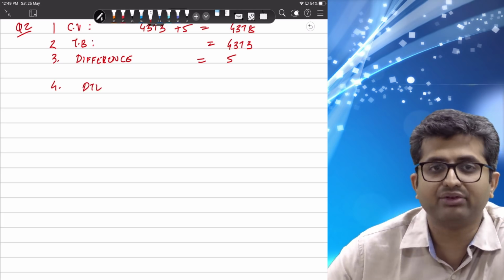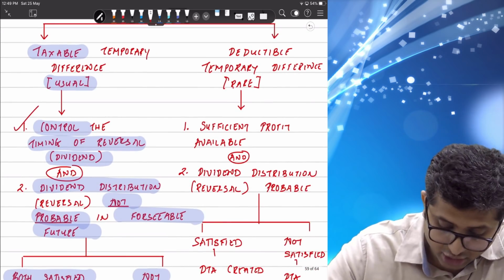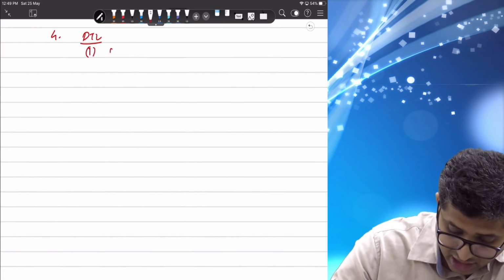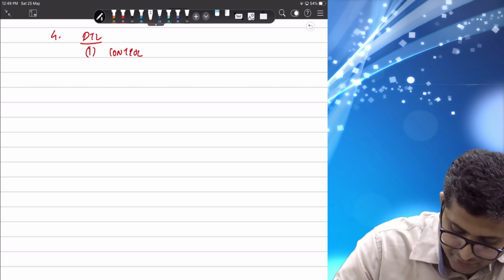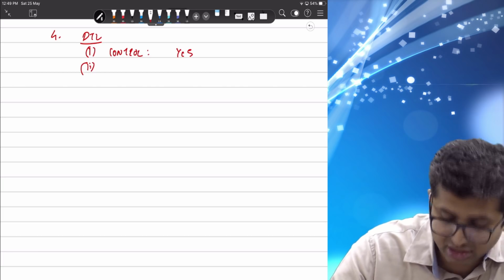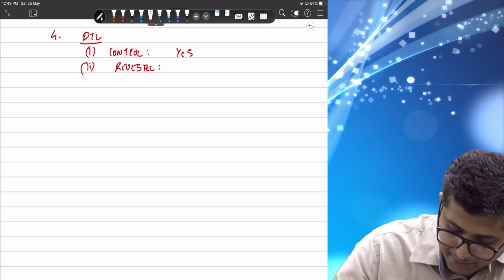However, if it is a 100% stake, it is a subsidiary. If it is a subsidiary, we need to check whether we control the timing of reversal. Yes, in the first instance, there is control over the timing of reversal. In the second instance, is it foreseeable that reversal will happen in the near future?